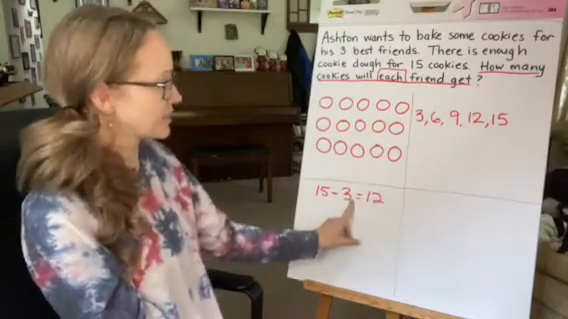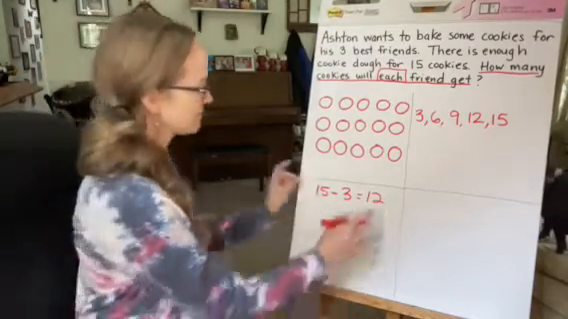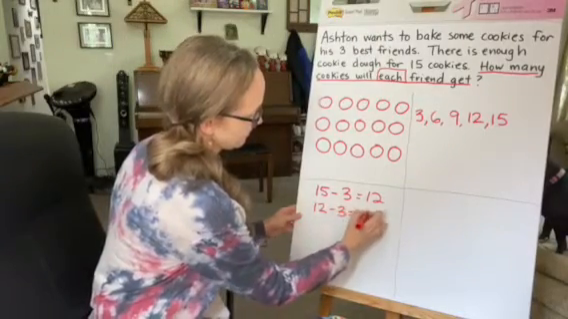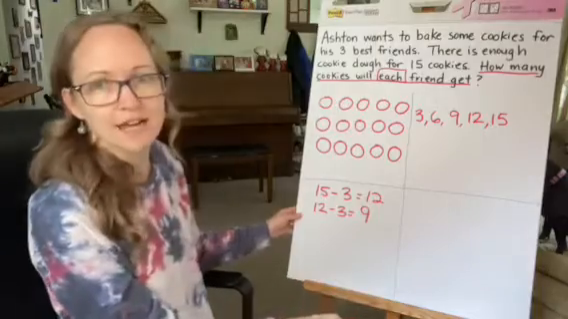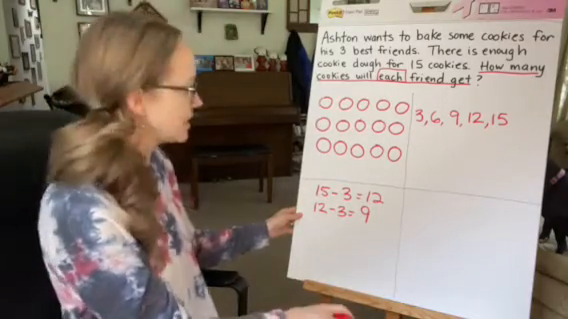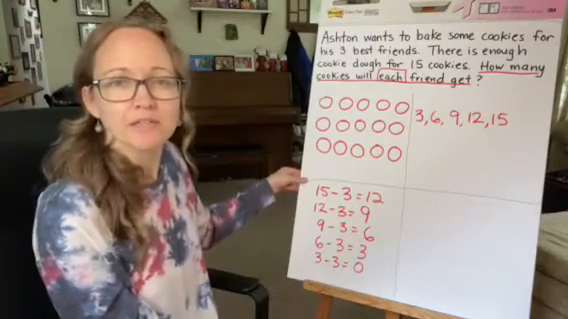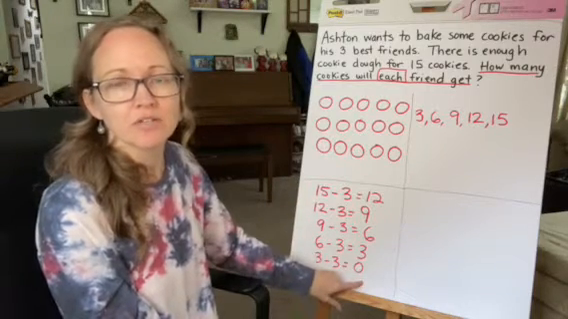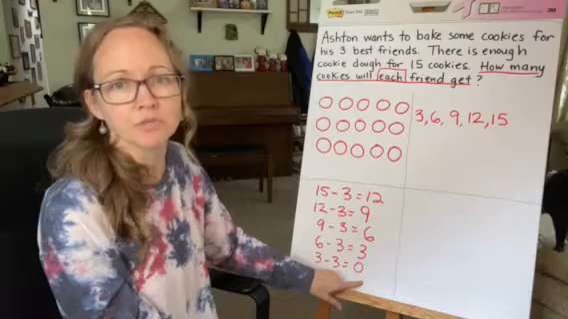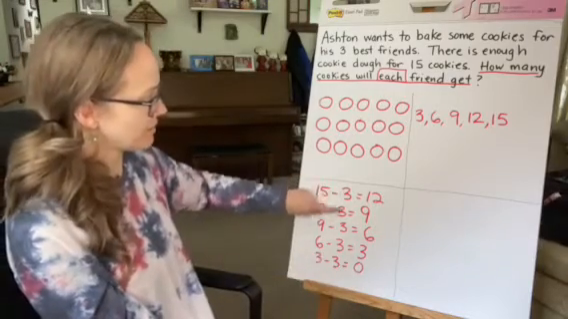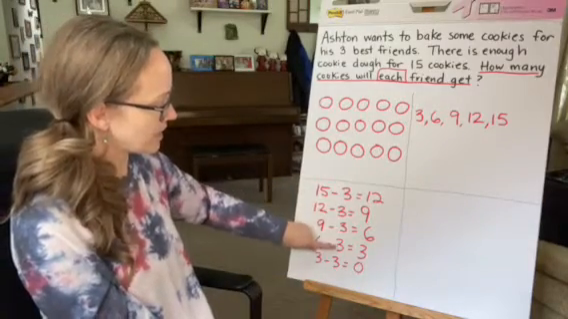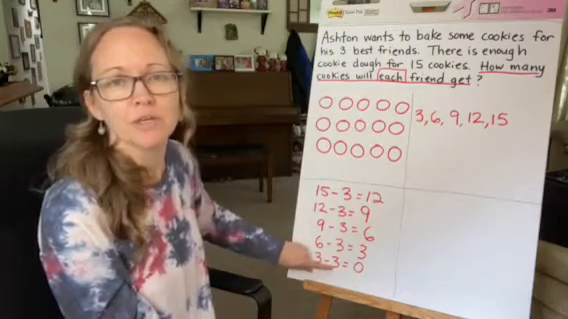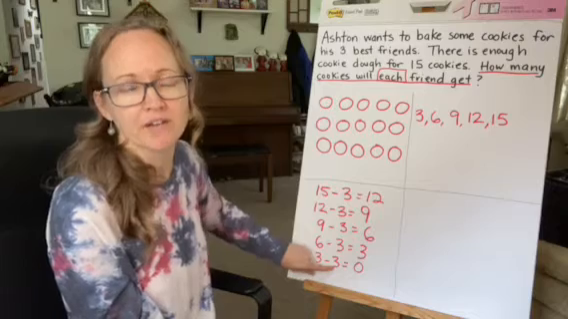So we've subtracted 3, we're at 12. So now 12 minus 3 equals 9. We're still not at 0, so we're going to continue. Okay, so I finished my repeated subtraction sentences, and we got all the way down to 0. So how many times did we need to subtract 3? 1, 2, 3, 4, 5. Using repeated subtraction, we also show that each friend will get 5 cookies.